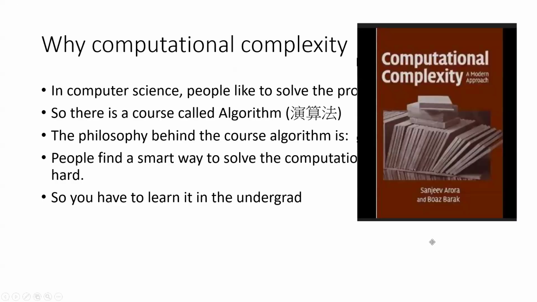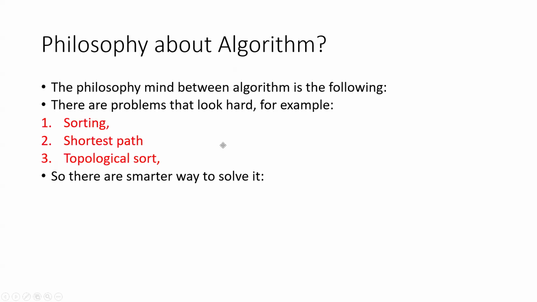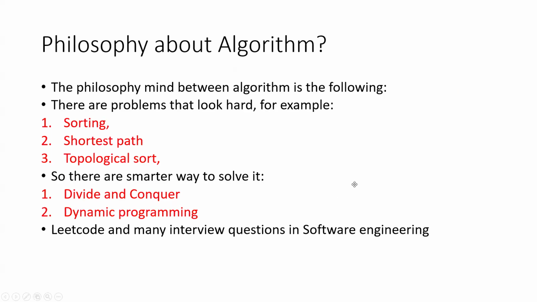This is a great textbook. The philosophy behind algorithms is, for example, that a problem looks hard, like sorting, but there are smart ways to solve it. Usually there are tools like divide and conquer and dynamic programming, and there are many interview questions in software engineering. Nowadays there's AI tools, but five years ago many PhD students spent their time trying to solve coding problems, and some of them are from math questions that you can check online.